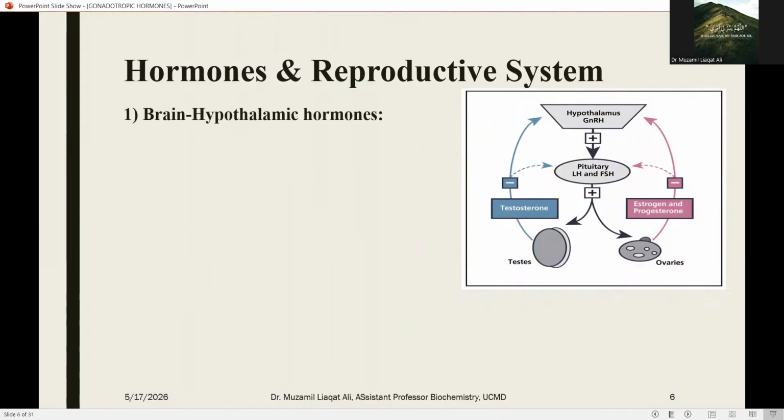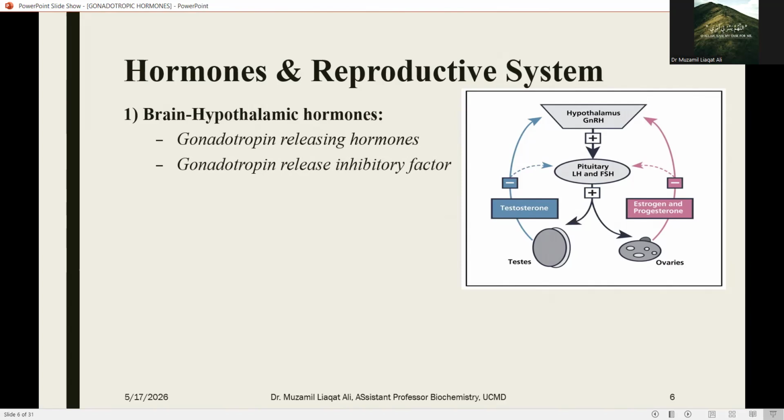So, reproduction is controlled at 3 levels. The very first one is the brain, the hypothalamic hormone level. The very first one is the gonadotropin releasing hormone, that is stimulatory, and the inhibitory factor, that is the gonadotropin release inhibitory factor. The second level is the pituitary gonadotropins, or the pituitary hormones. Those are FSH and LH, follicle stimulating hormone and luteinizing hormone.